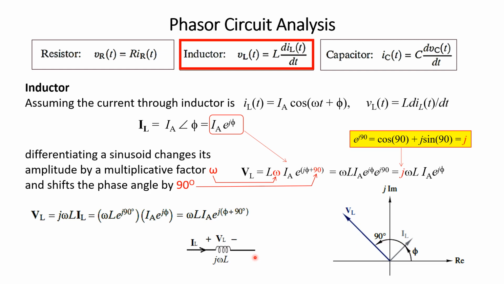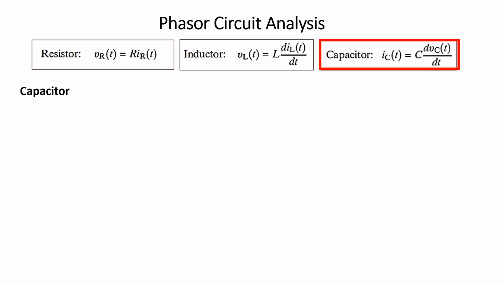So in phasor analysis, whenever we have an inductor in a circuit, we will replace the inductance L by j omega L. It will be discussed further.